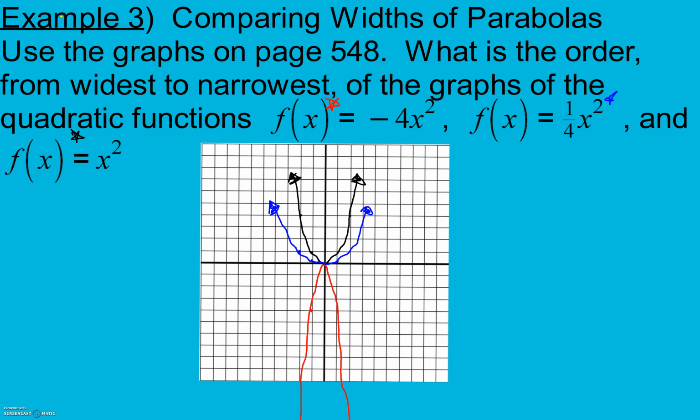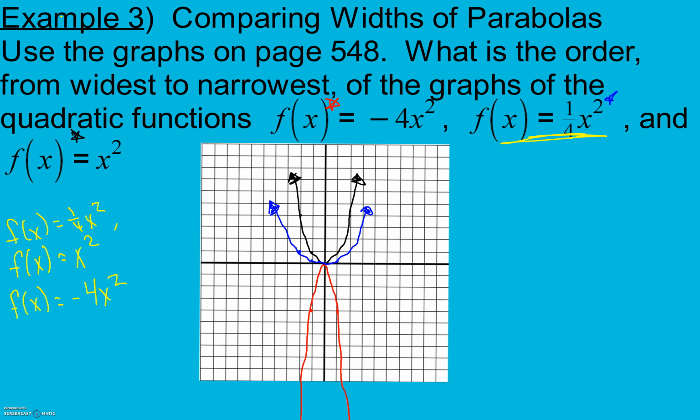So the widest one here is in blue. Okay, and you can see that better on the pictures in the book as far as comparing it to the red. But the blue one here is widest. Then we have the black function here, f of x equals x squared, and the narrowest is our red function, f of x equals negative 4x squared.